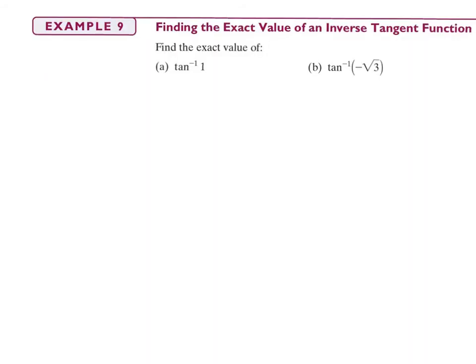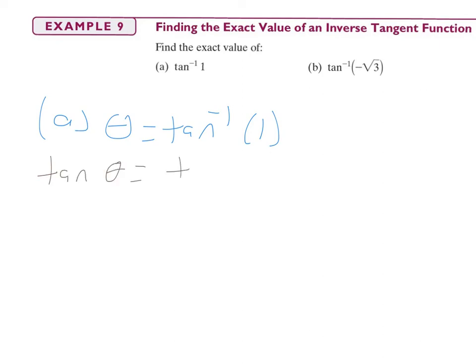So for example 9, find the exact value of these functions. Tangent inverse of 1. What angle do you get when you take tangent inverse of 1? If you take tangent of both sides, you have tangent of theta is equal to tangent of tangent inverse of 1.